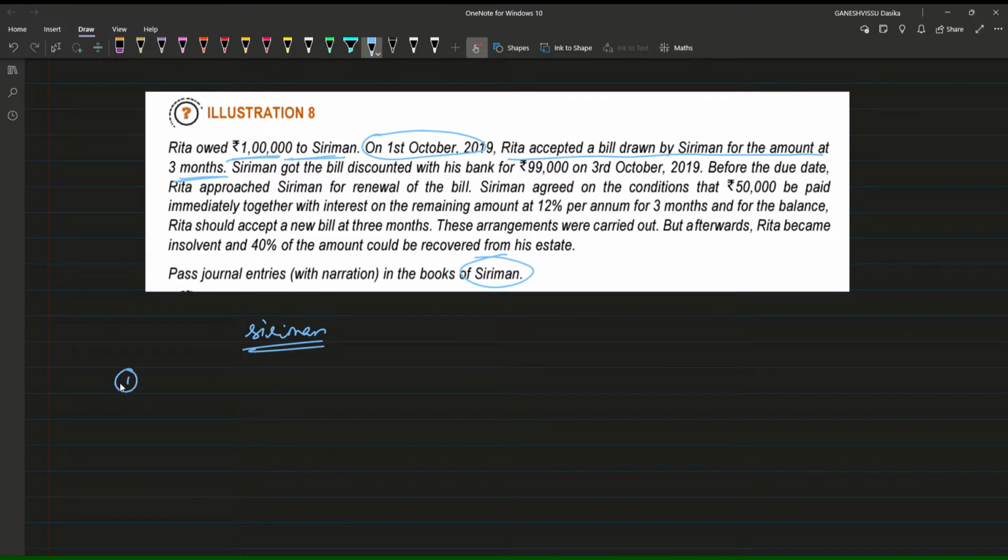First entry is on what? On which date? On 1st October 2019. Bills receivable account debtor to Rita account. Bills receivable account debtor to Rita account for 1 lakh rupees, being bill drawn and acceptance received.